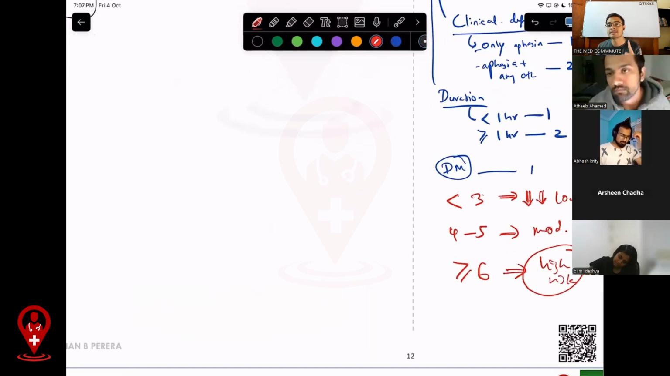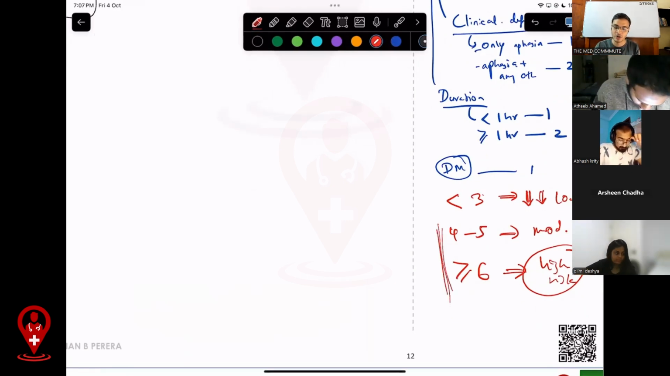We should not discharge the patient. This is the important point. Don't send the patient home. You must observe the patient. If he is in moderate to high risk, we do not discharge the patient. Low risk, it's okay.